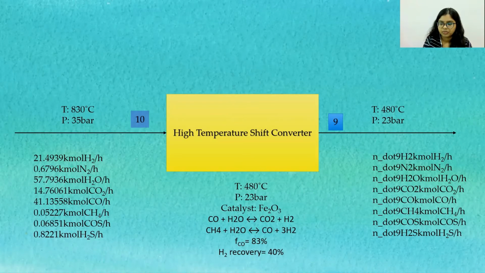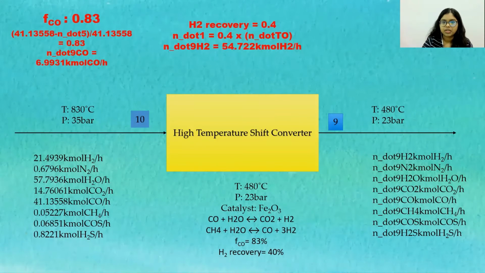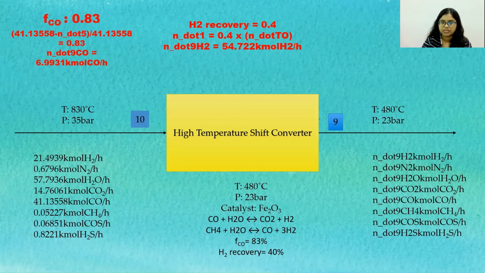And we have our unknowns here. We have 8 unknowns and we have 2 reactions. We have 2 extra pieces of information. By using the fractional conversion of carbon monoxide, we can find our outlet of carbon monoxide. By using our H2 recovery, which is 0.4, we can find our H2 at the outlet stream.